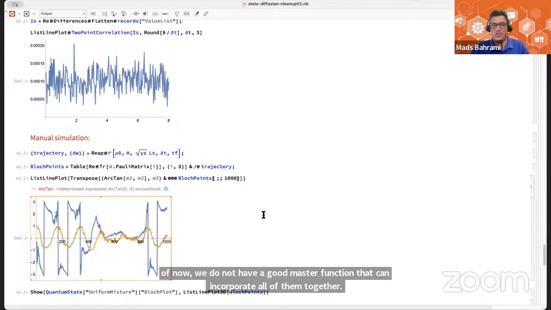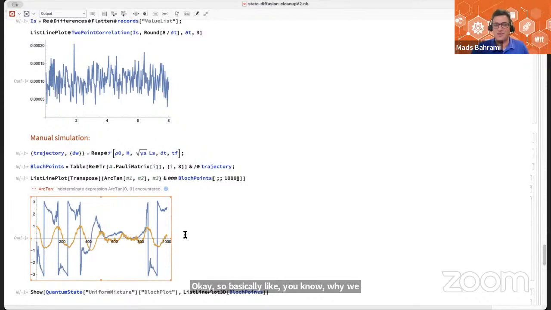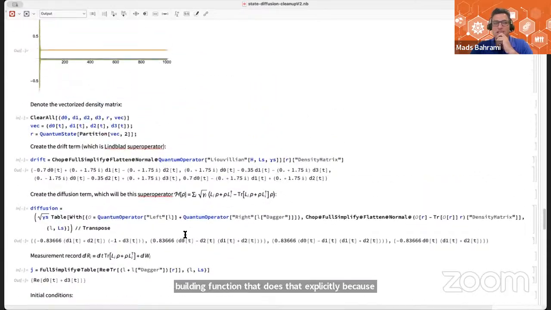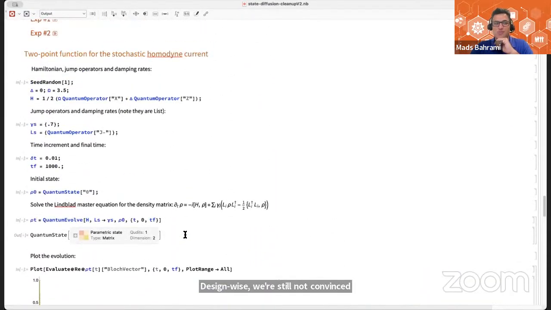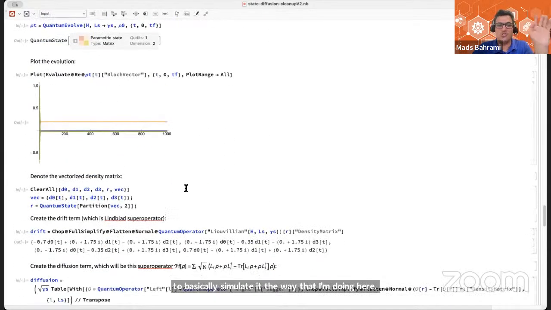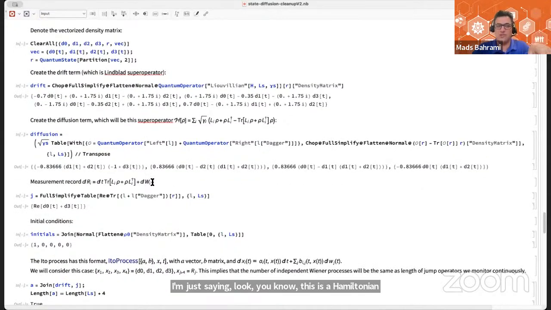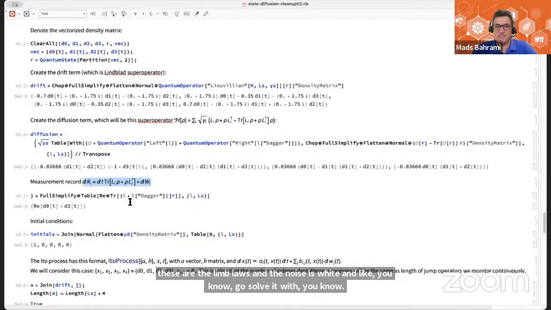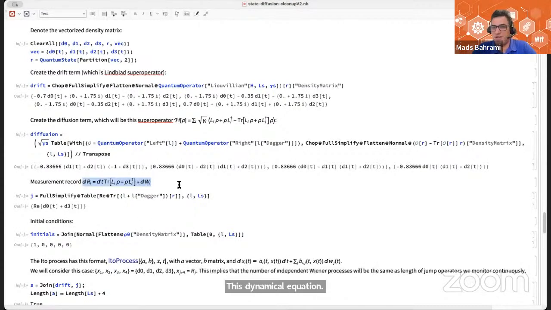Okay, so basically, why we don't have a built-in function that does that explicitly is because, design-wise, we're still not convinced if we should leave it to our users to simulate it the way that I'm doing here. I'm just saying, look, this is a Hamiltonian, these are the Lindblad operators, and the noise is white, and go solve it with this dynamical equation. That's literally a Wiener process. That's how I'm specifying that.